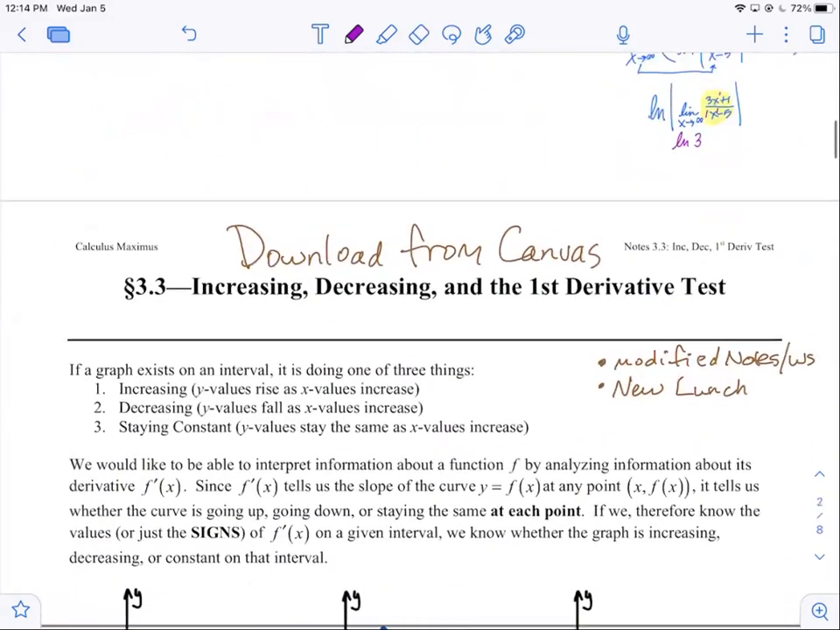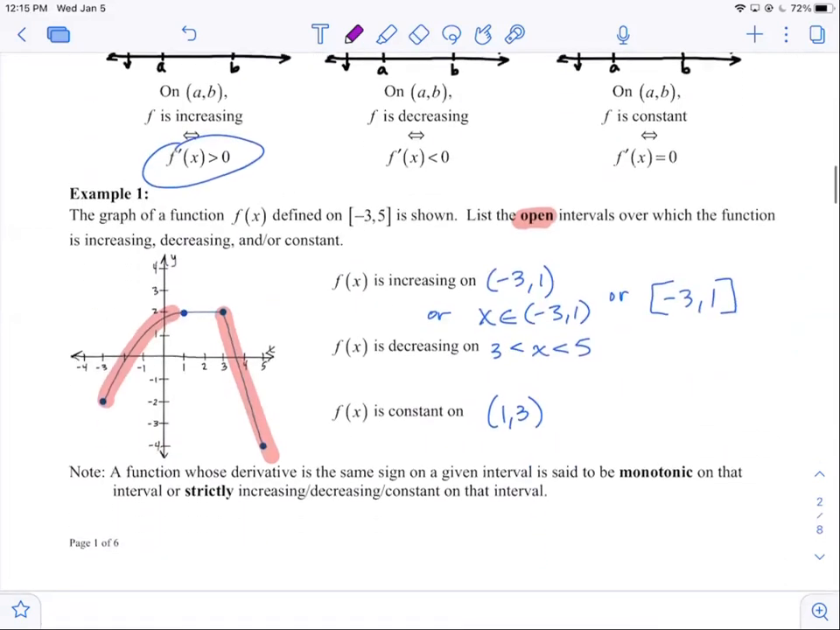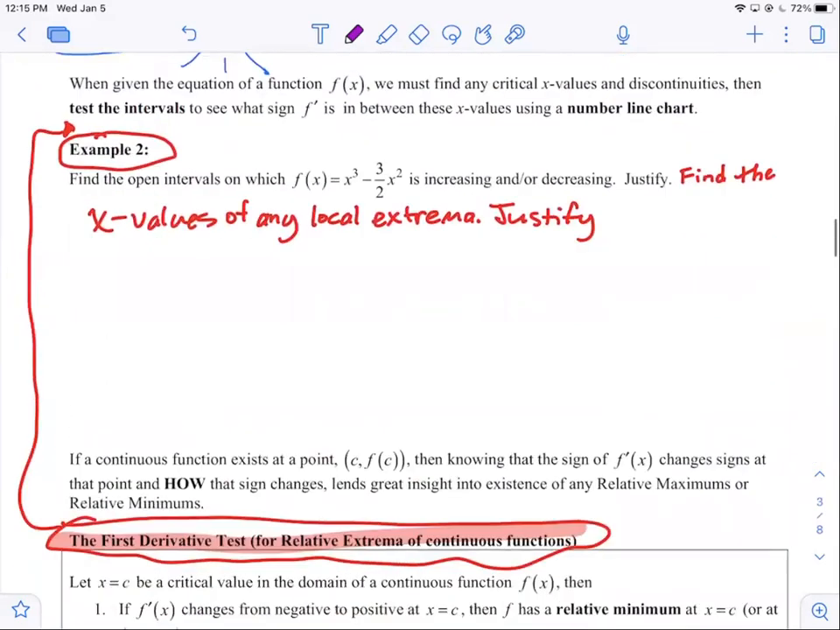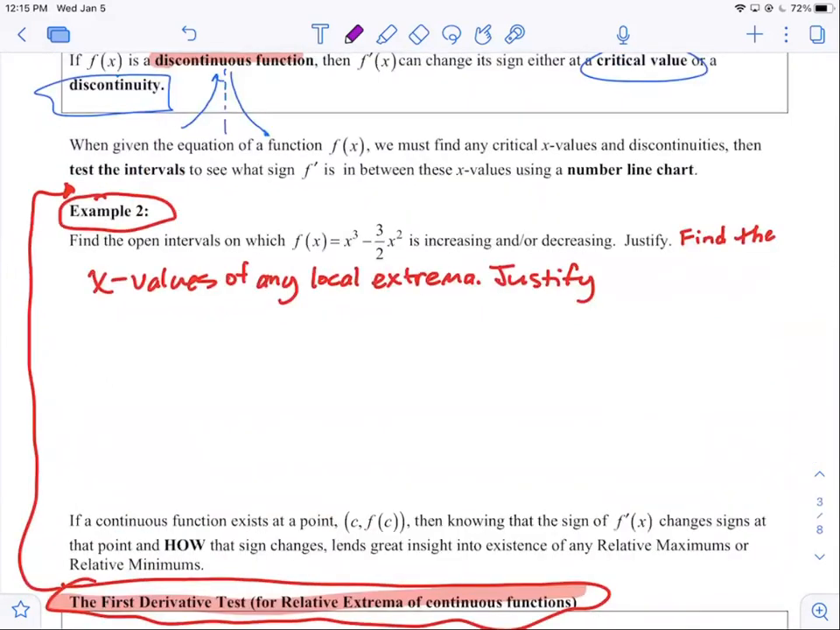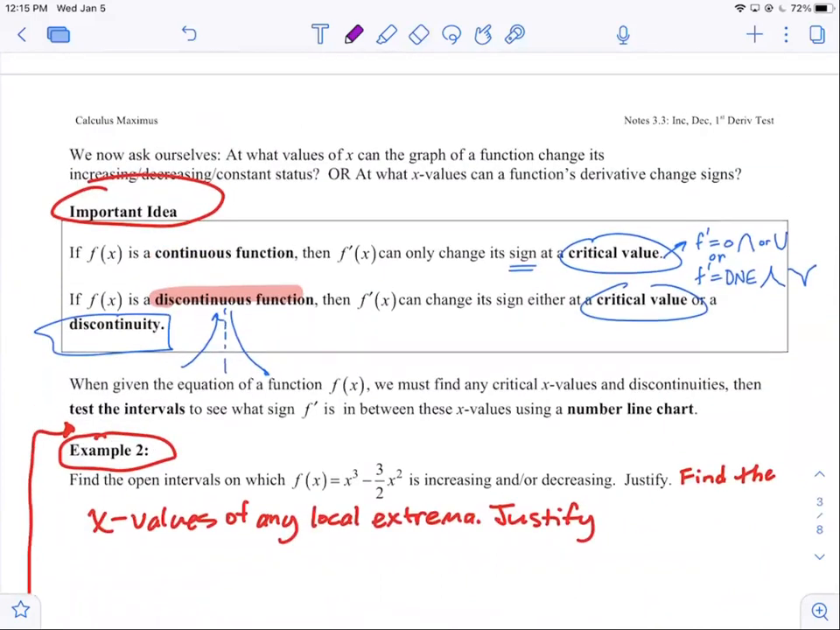All right, so now getting back to where we were, I did update the modified notes. There should be red writing on the notes now. If you re-download it, I apologize for not doing it. But we were talking about continuous functions, the sign of f prime. If it's positive, a function's increasing. If it's negative, the function's decreasing on that interval, and that can only happen at a critical value. But if it has discontinuities, it could also happen there.